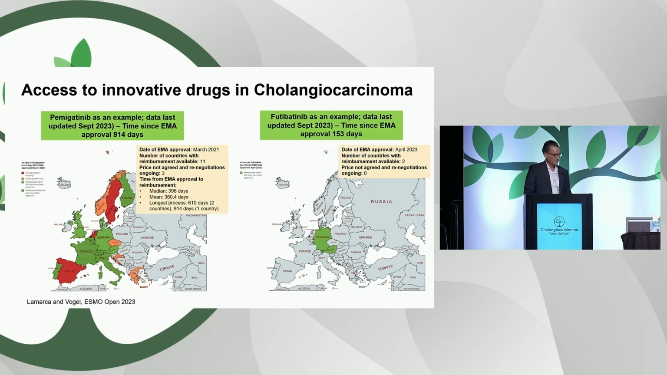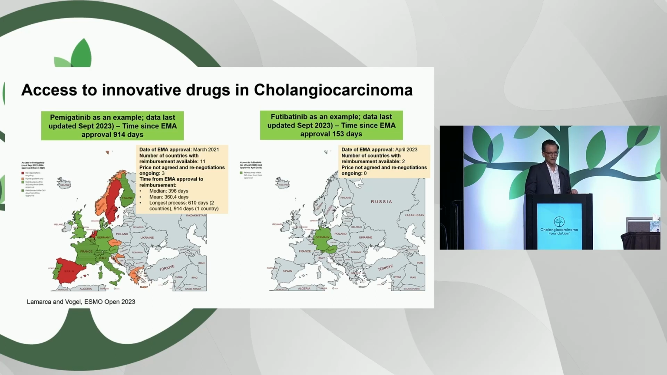And this was a paper Angela and I published last year, and in this paper, we looked at how long it takes from approval in Europe to reimbursement in a specific country. And this was in September last year. You can see that at that time, almost 3 years after approval of pemigatinib, there were still some countries in which pemigatinib was not available.